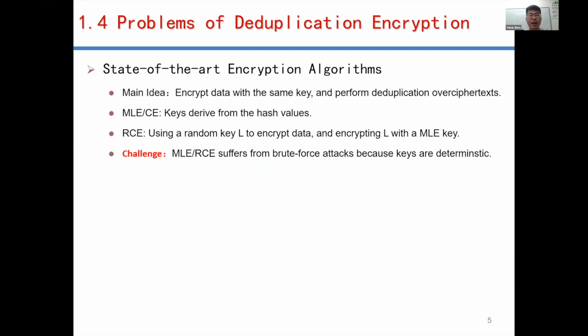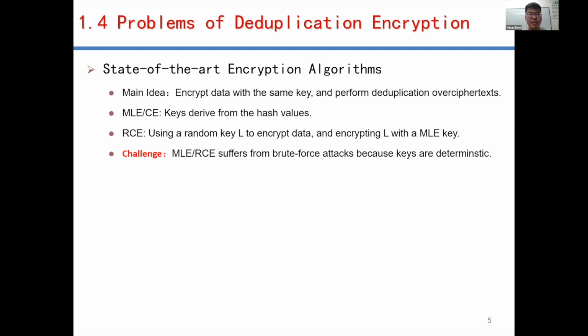is to protect data confidentiality. Different users always use their own key to encrypt the data. Thus, the same data will be generated into different ciphertexts. Researchers propose convergent encryption or message locked encryption to solve the problem. The keys are derived from the hash value. Thus, the same data will generate the same key, and we can perform deduplication over ciphertext.